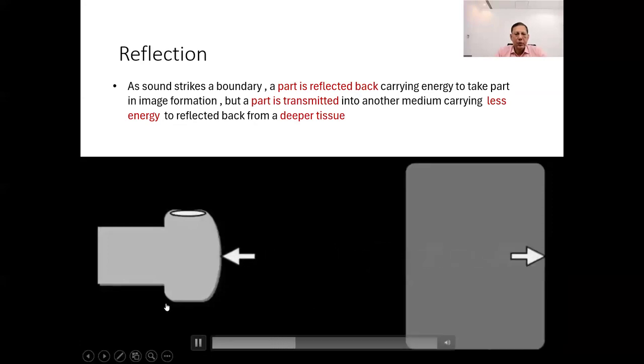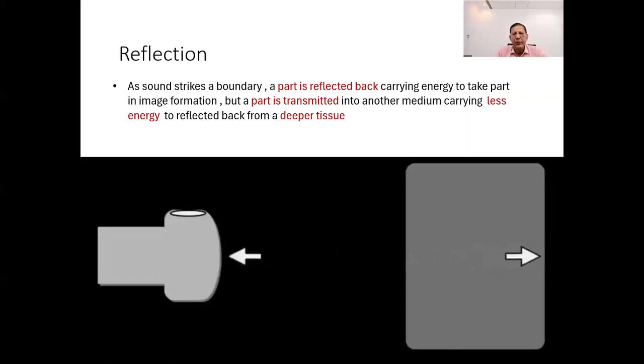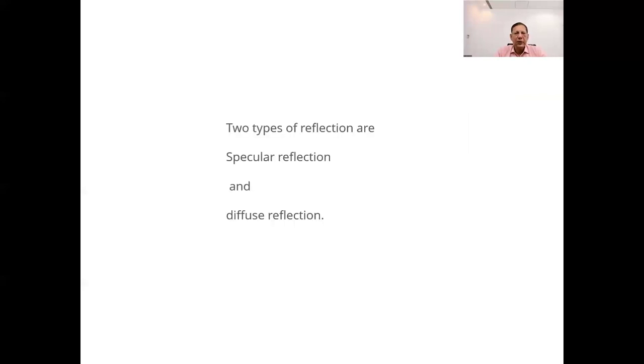When sound waves encounter a boundary between two different materials or tissues in the body, some of the waves bounce back, that is reflected, while the rest continue, or are transmitted, into the new material. So reflection means a portion of the sound waves that comes back towards the source. This reflected energy carries valuable information and contributes to the formation of an image. It helps in visualizing the boundaries and surfaces of organs and tissues. When ultrasound waves meet a boundary between two tissues, they can reflect in two different ways: specular reflection and diffuse reflection, that we will study one by one.